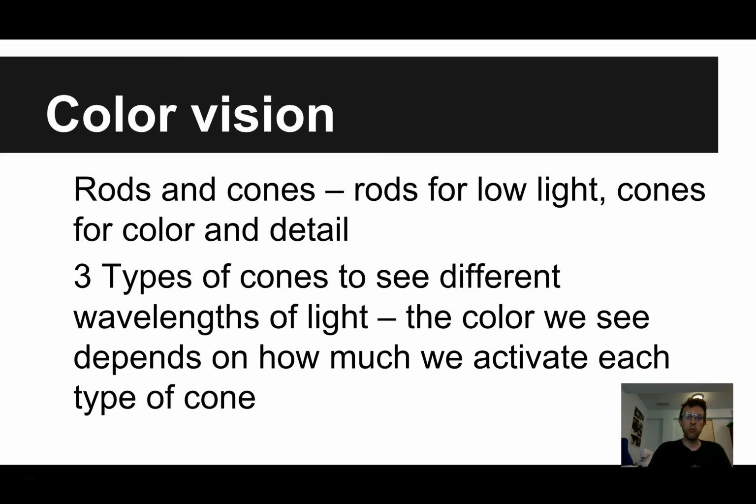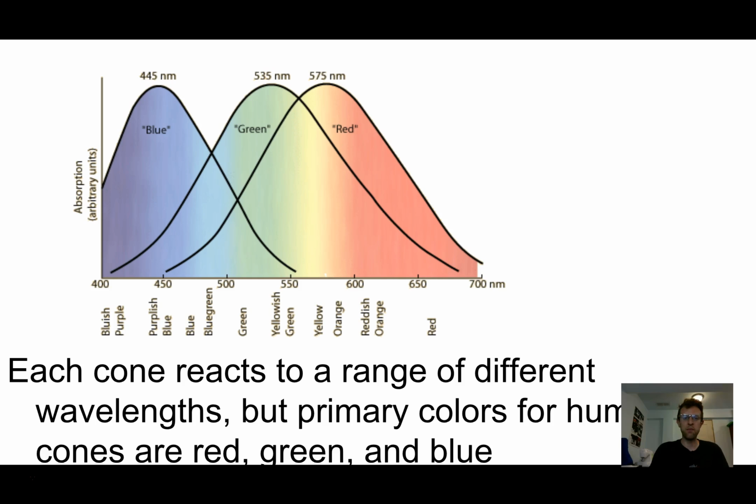But once we get a little bit more light, the cone cells start becoming active, and there's 3 different types of those, and they're each sensitive to different ranges of color. So our brain can figure out what color something is based on which of those cone cells are sensing light and which ones are not sensing light. So this graph just represents how those cone cells respond to different colors.